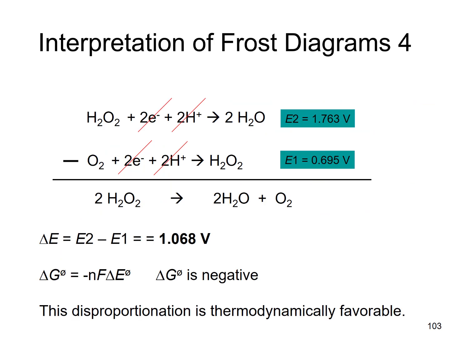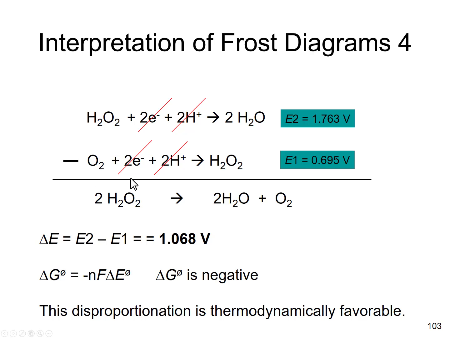For this disproportionation, we can calculate the EMF as we have done previously already. For that, we need to consider these equations. The hydrogen peroxide gains 2 electrons and 2 protons to form 2 equivalents of water. And you also have this reaction involving the reduction of dioxygen to hydrogen peroxide.